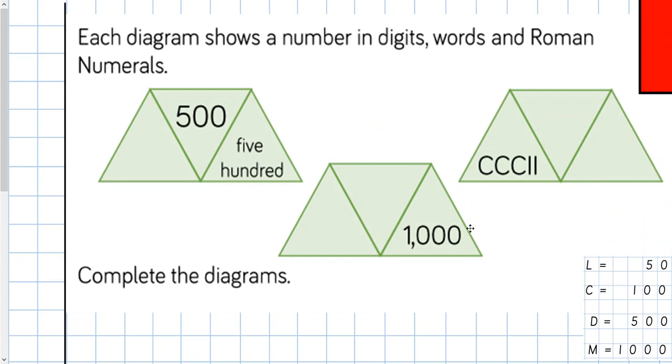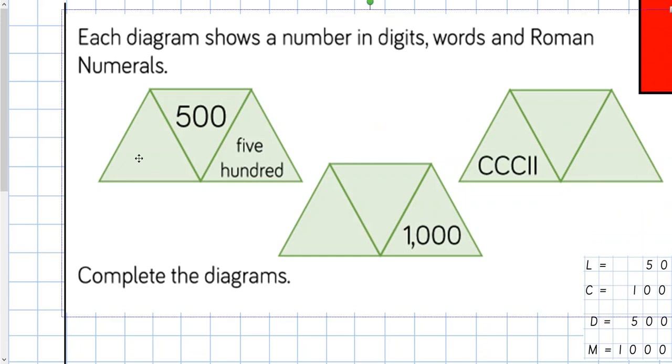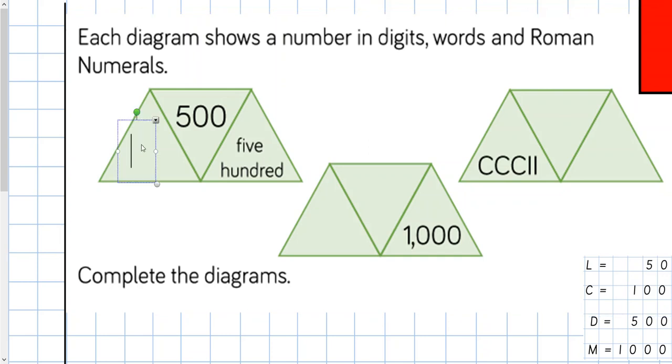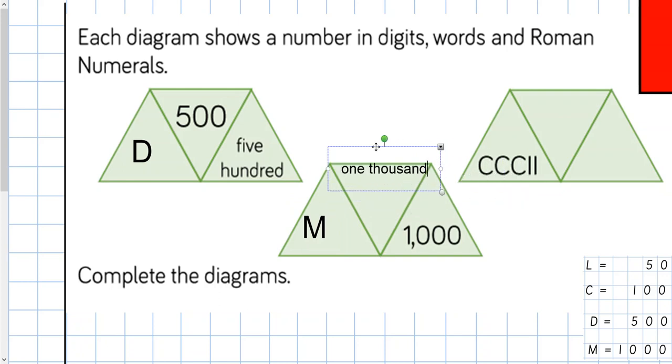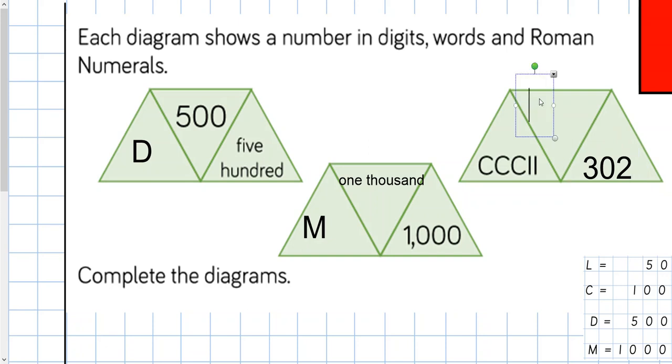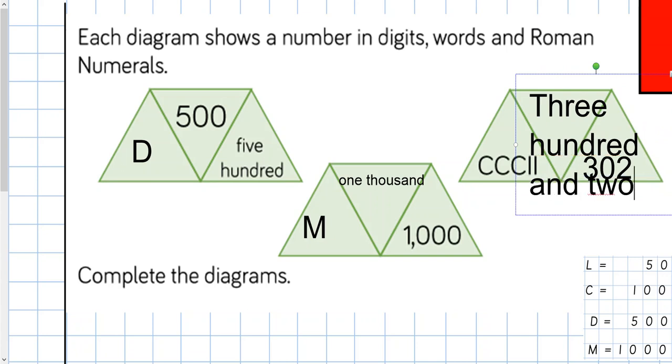Here's a little reminder if you weren't sure. Here I have 500. Here I have 1,000. And in words, that's going to look like 1,000. Here I have 3 hundreds and 2 ones. So I have 302. And in words, it should say 302.